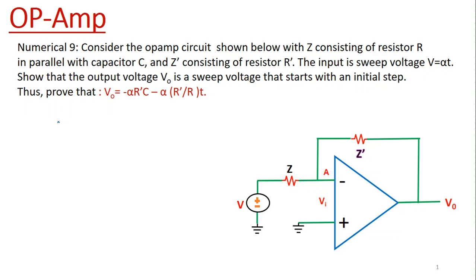So today's numerical is numerical number 9. The question is, consider the operational amplifier circuit shown below with impedance Z consisting of resistor R in parallel with capacitor C. So impedance Z is resistance R parallel with capacitor C, and impedance Z dash consisting of resistor R dash. That means impedance Z dash in the circuit is resistor R dash, and the input is sweep voltage V equal to alpha T. This is given that V is equal to alpha T. This is our equation number 1.